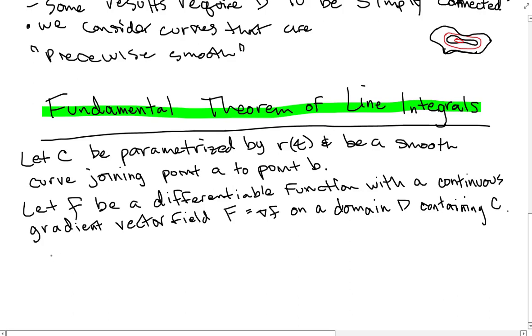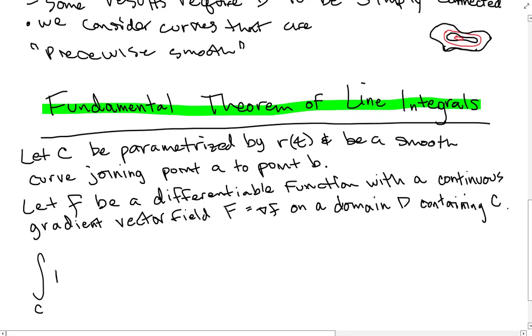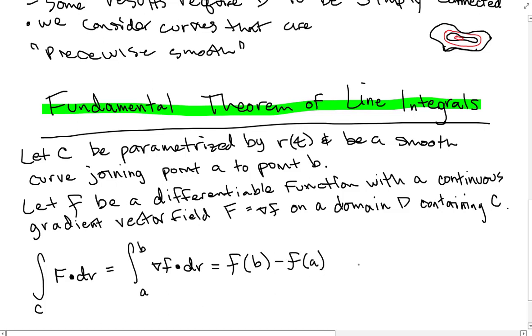Alright, so here is what the theorem says. The integral over our curve C of F dot dr is equal to the integral from point A to point B of the gradient of f dotted with dr. And here's the nice part. This is just f evaluated at B minus f evaluated at A. And so this is going to be really nice to allow us to calculate these line integrals very quickly.